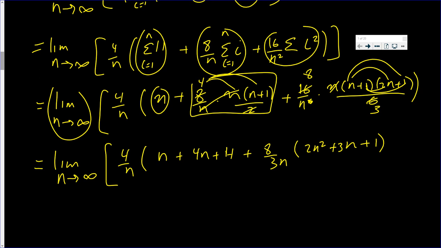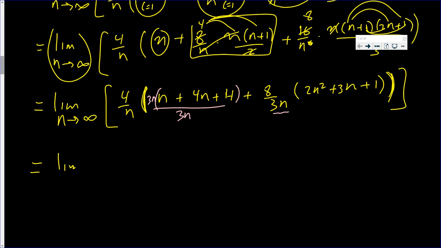Okay. Now, inside these parentheses, let us get a common denominator. And that common denominator is going to be 3n. So I need to multiply that mess by 3n over 3n. So now I have a common denominator. So all algebra. So when I factor out the common denominator, n times 3n is 3n squared. And now I'm going to have, for the numerator, 3n squared.